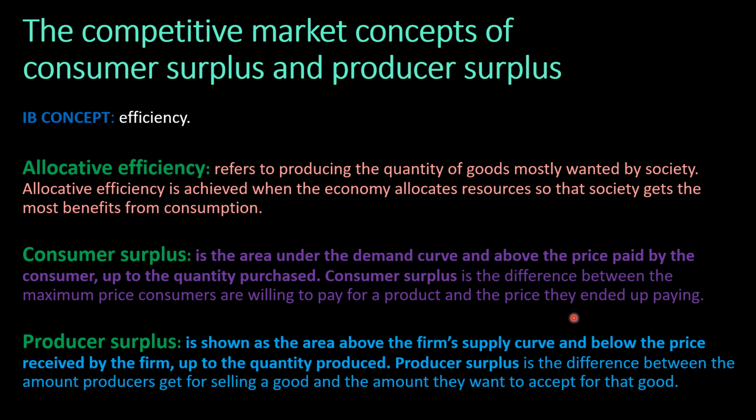And producer surplus is the opposite. It's the area above the firm's supply curve and below the price received by the firm up to the quantity produced. Producer surplus can also be described as the difference between the amount producers get for selling a good and the amount that they are willing and able to accept for that good.